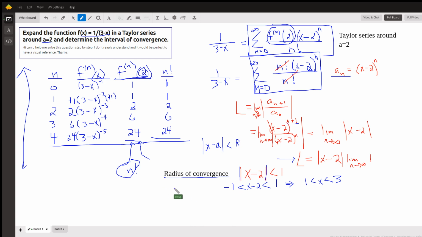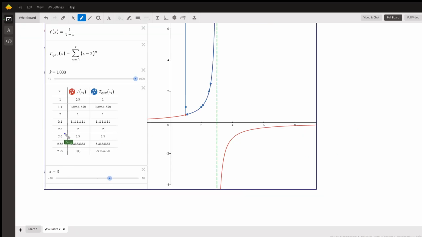If I want to find the interval of convergence, if x minus 2 in absolute value is less than 1, then that means x minus 2 is between negative 1 and 1. I solve for x by adding 2 to both sides. This is your interval of convergence right here. Now, what does that all mean? Let's go to board 2.